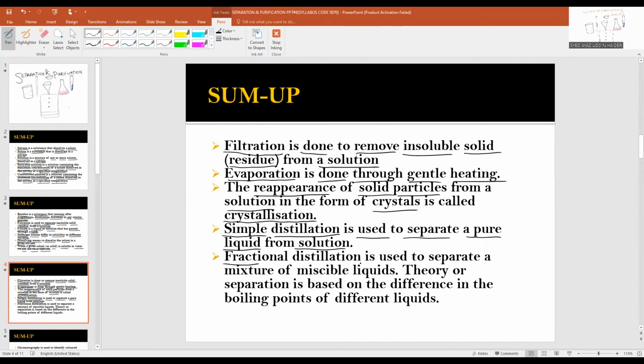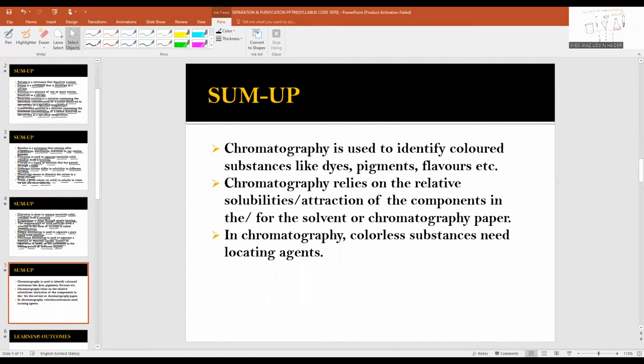Fractional distillation is used to separate a mixture of miscible liquids. The theory of separation is based on the difference in the boiling points of different liquids.